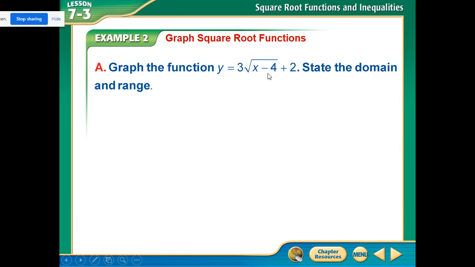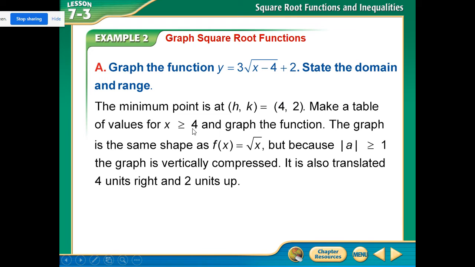All right, how about this one? The domain is going to be +4. So it's going to be x is greater than 4. And the range now has a +2 here, so we're going to go up 2. So the domain is x is greater than 4, and the range will be +2. And that's, if we were to graph it, that's where our starting point is going to be.